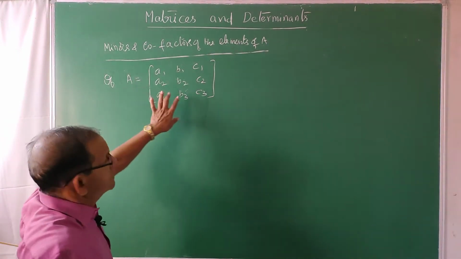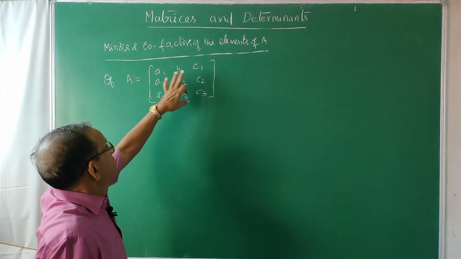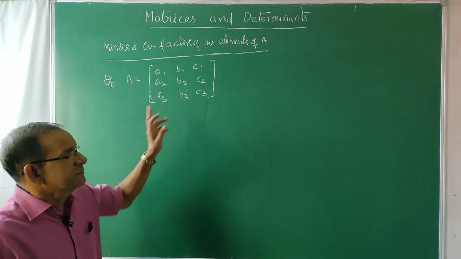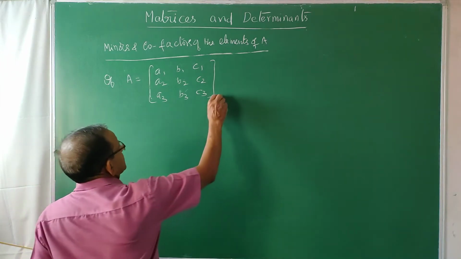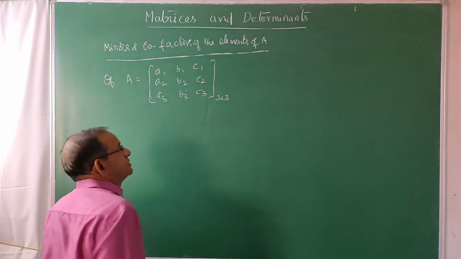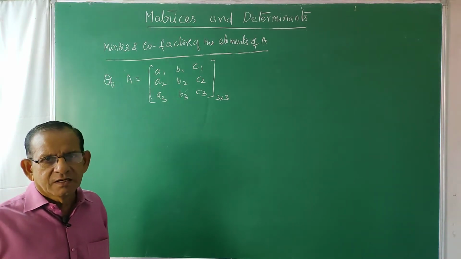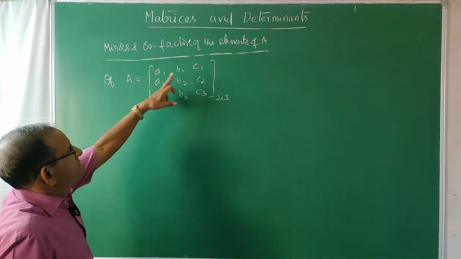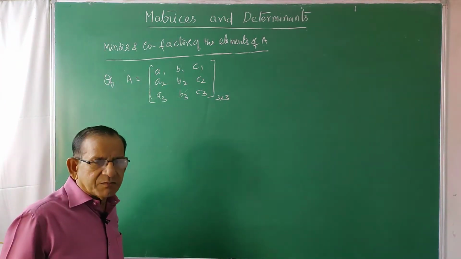Suppose A is a square matrix: A1, B1, C1, A2, B2, C2, A3, B3, C3. So 9 elements are there. This is a 3 by 3 matrix. A must always be a square matrix. Now there are 9 elements, and for all the 9 elements, there will be 9 minors.